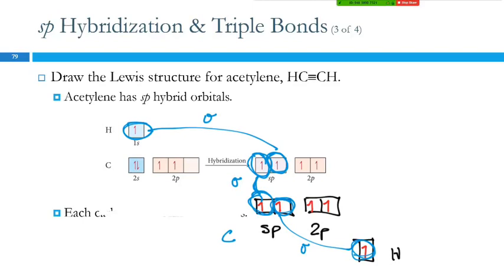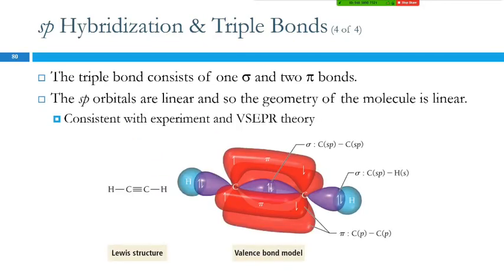And then we've got these half-filled unhybridized p orbitals. And so those are going to overlap with each other in a side-to-side way and make pi bonds. I don't know if that mess helps or not, but there it is. So it looks like this.